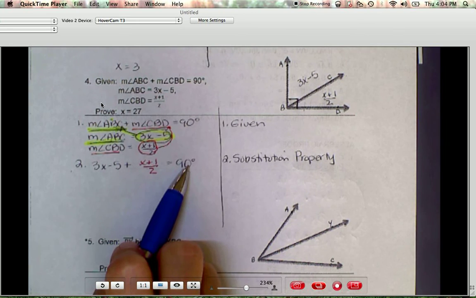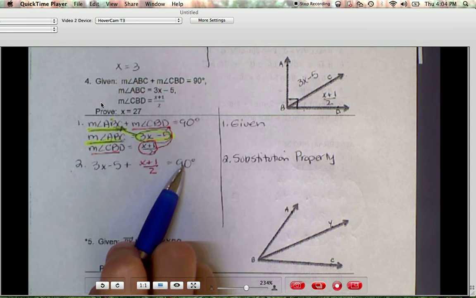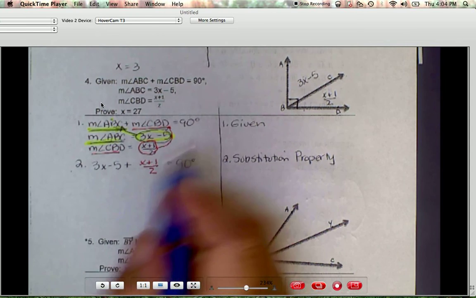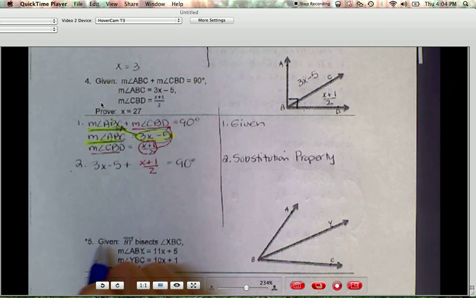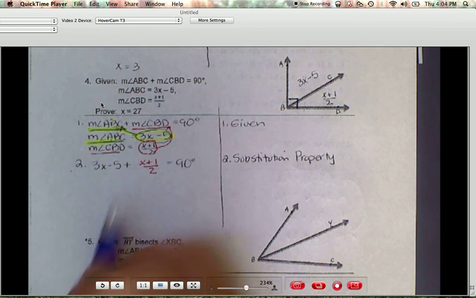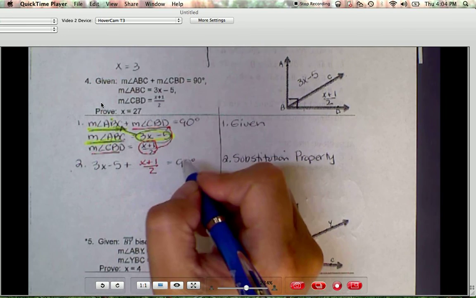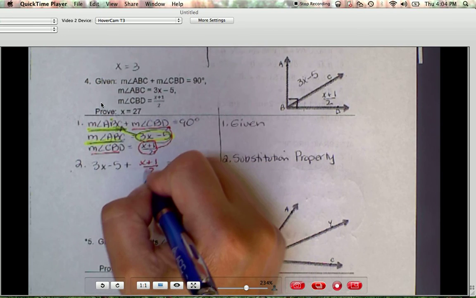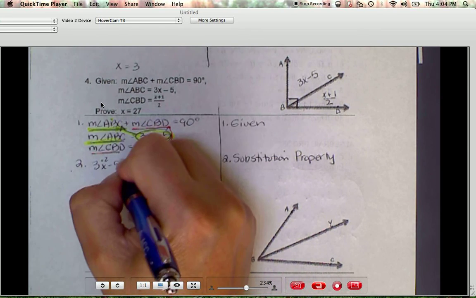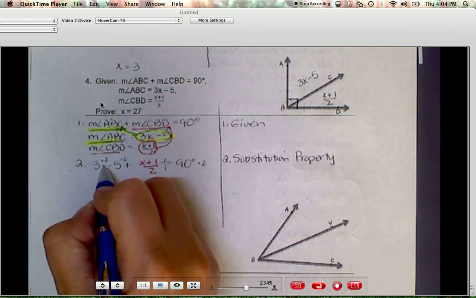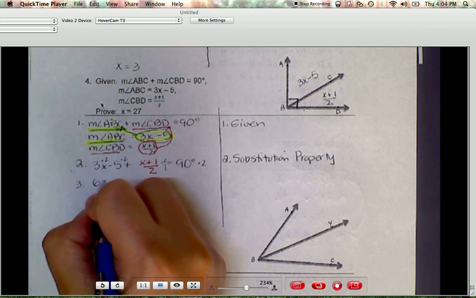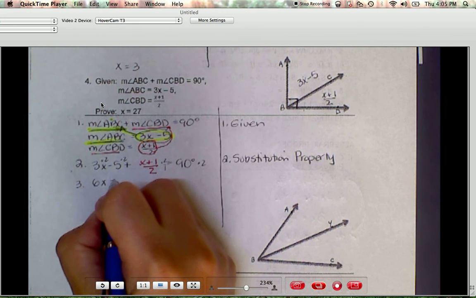And now this is strictly an algebraic proof. If we utilize what we used on the number 2 algebraic proof, we want to get rid of these fractions first. So we get rid of all the fractions by multiplying every single piece by the denominator, which is 2. Times 2, times 2, times 2 over 1, times 2. So 3x times 2 gives us 6x. 5 times 2 gives us 10.